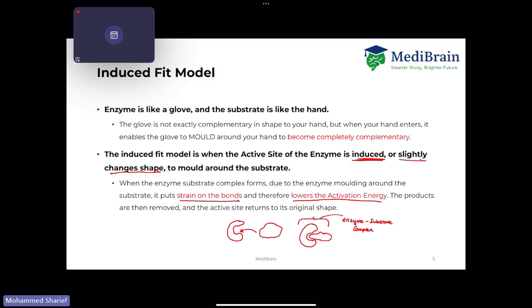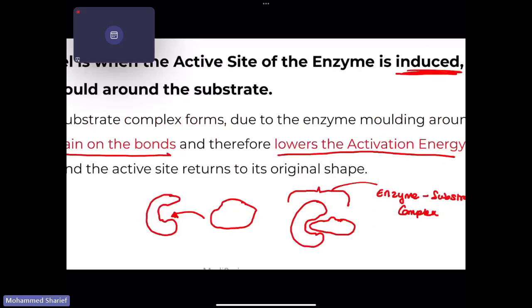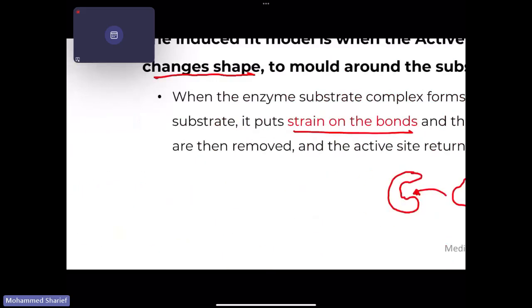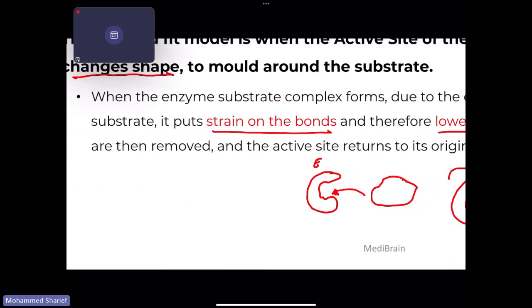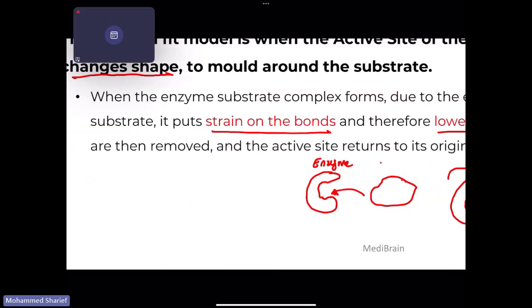Okay, so we had an enzyme, we had a substrate over here. So we have our enzyme and we have our substrate.